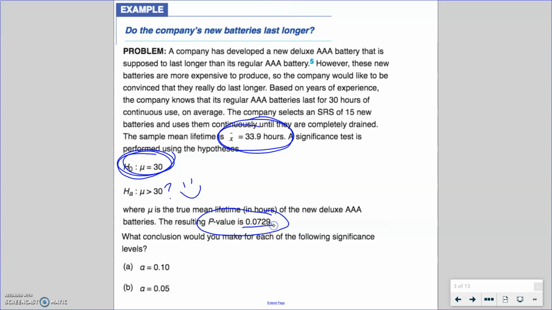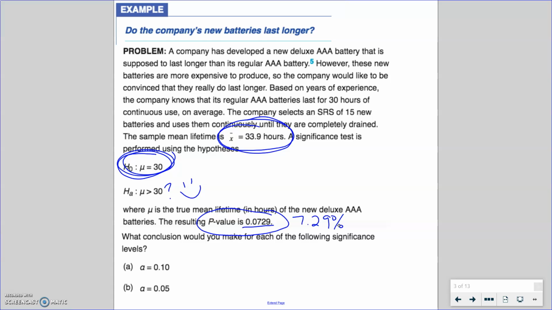That is a probability, you guys. So when I say p-value, it's a probability. So I could also change that to a percentage and make that 7.29%. So that means there is a 7.29% chance that purely randomly, we ended up getting a number larger than 30 when we took a sample. So what conclusion would you make for each of the following levels?